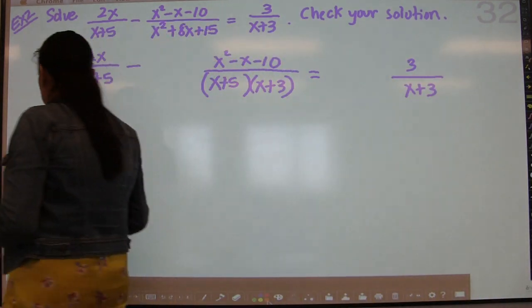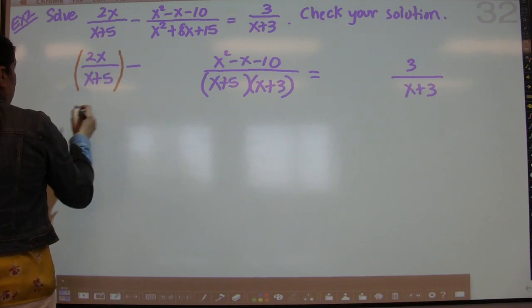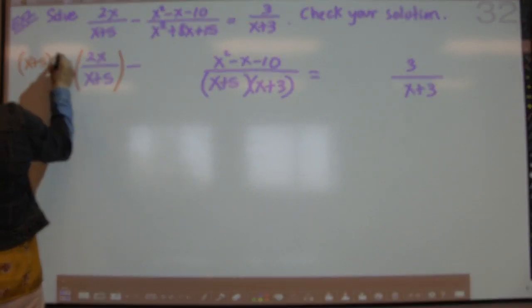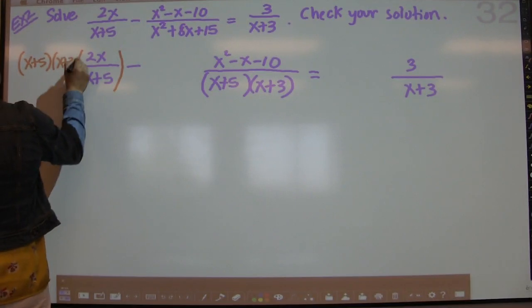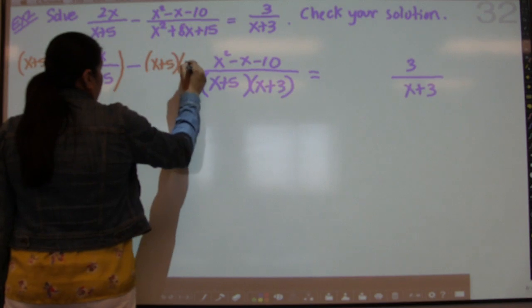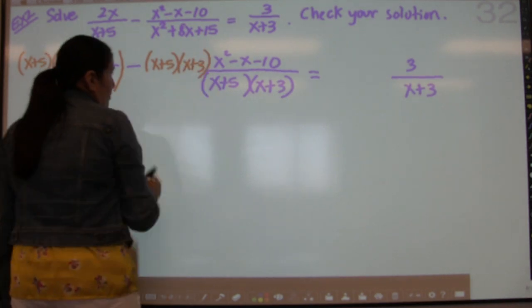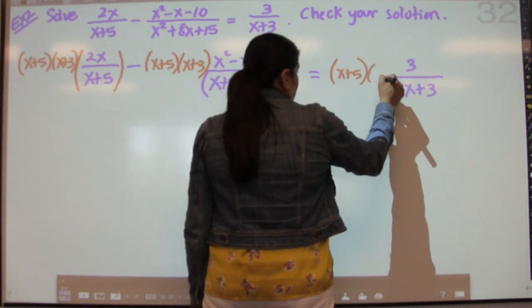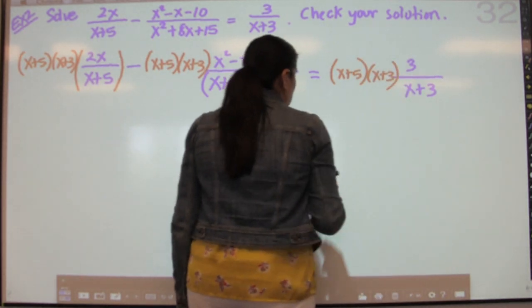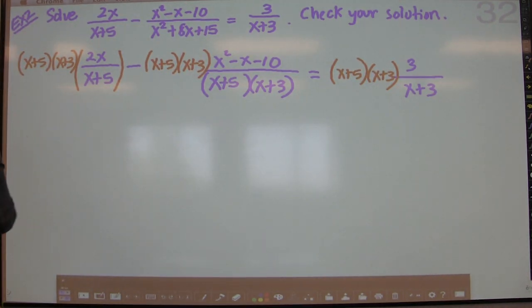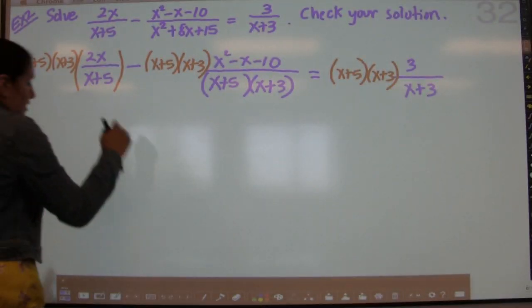So now what I do is I take each fraction and multiply it by the least common denominator, which is x plus 5 and x plus 3. Multiply the second fraction by x plus 5, x plus 3. And also the last one by x plus 5, x plus 3. So now you can probably see why I was wanting to leave some space there so that I could go back in later and plug in the least common denominator.